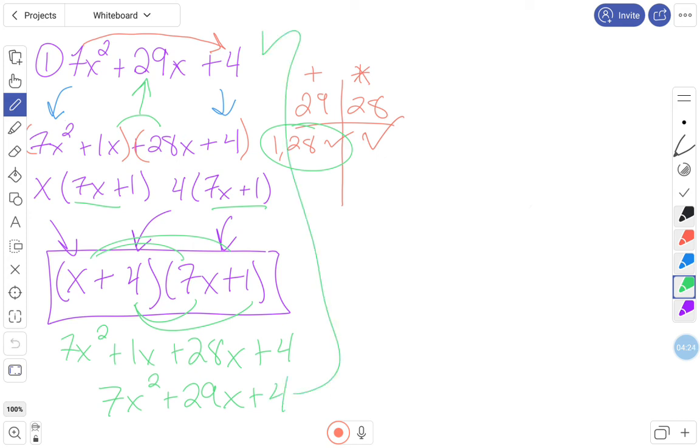Check it out. Did I end up where I started? I sure did. That means that I factored correctly. Woohoo!